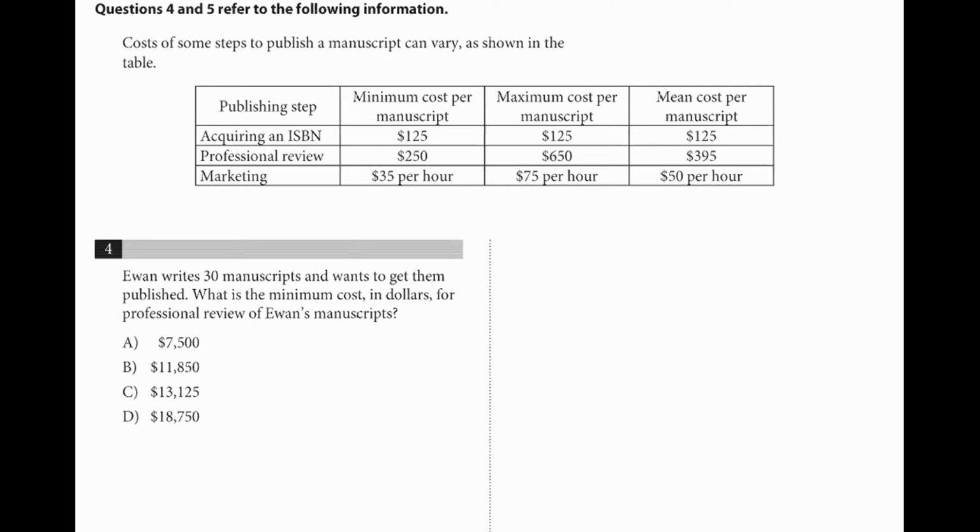Okay, so question 4. We're told someone writes 30 manuscripts and wants to get them published. What is the minimum cost? So for minimum cost, we have to look at this column. And we want to look at professional reviews. So professional reviews minimum cost is $250 per manuscript, so times 30. So 250 times 30 is 7,500, which is answer A.